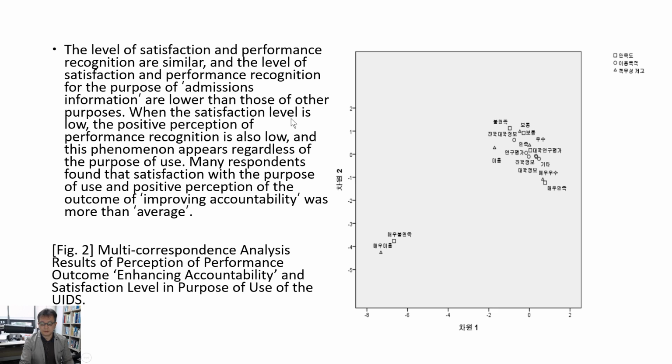When the satisfaction level is low, the positive perception of performance recognition is also low, and this phenomenon appears regardless of the purpose of use. Many respondents found that satisfaction with the purpose of use and positive perception of the outcome of improving accountability was more than average.